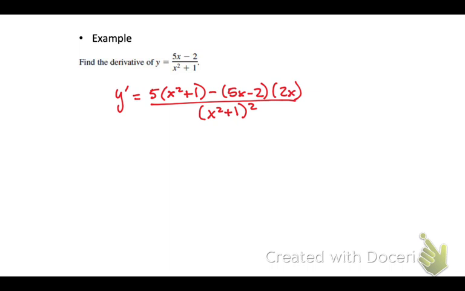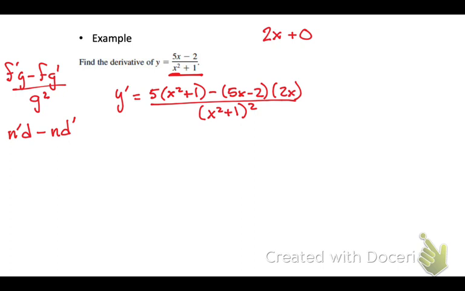Are you confused how she gets the 2x? Yes. This is the derivative of x squared, which would be 2x plus 0. So I'm just moving it up, because the formula is f prime g minus f g prime over g squared. Or numerator, denominator, numerator, denominator, denominator squared.